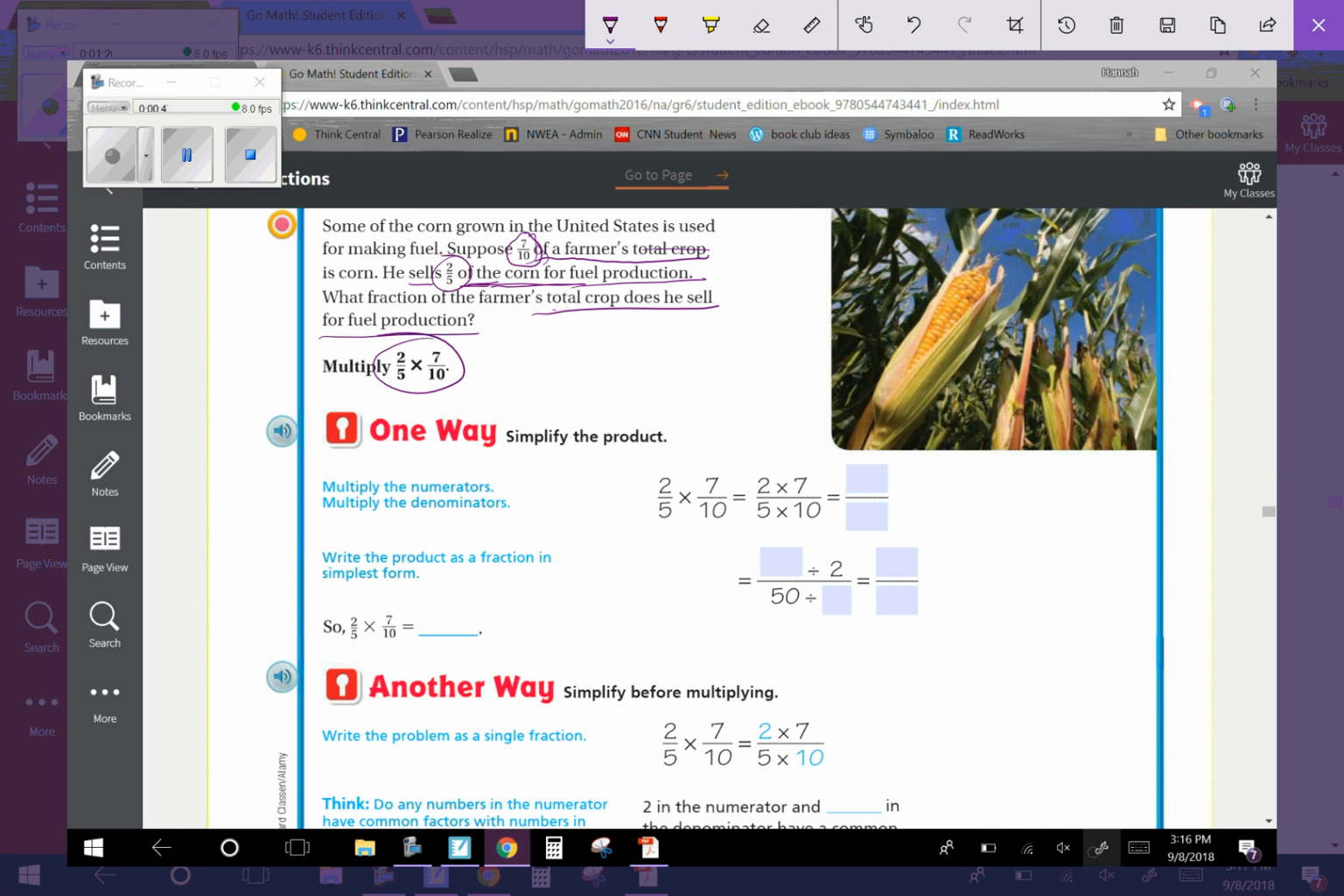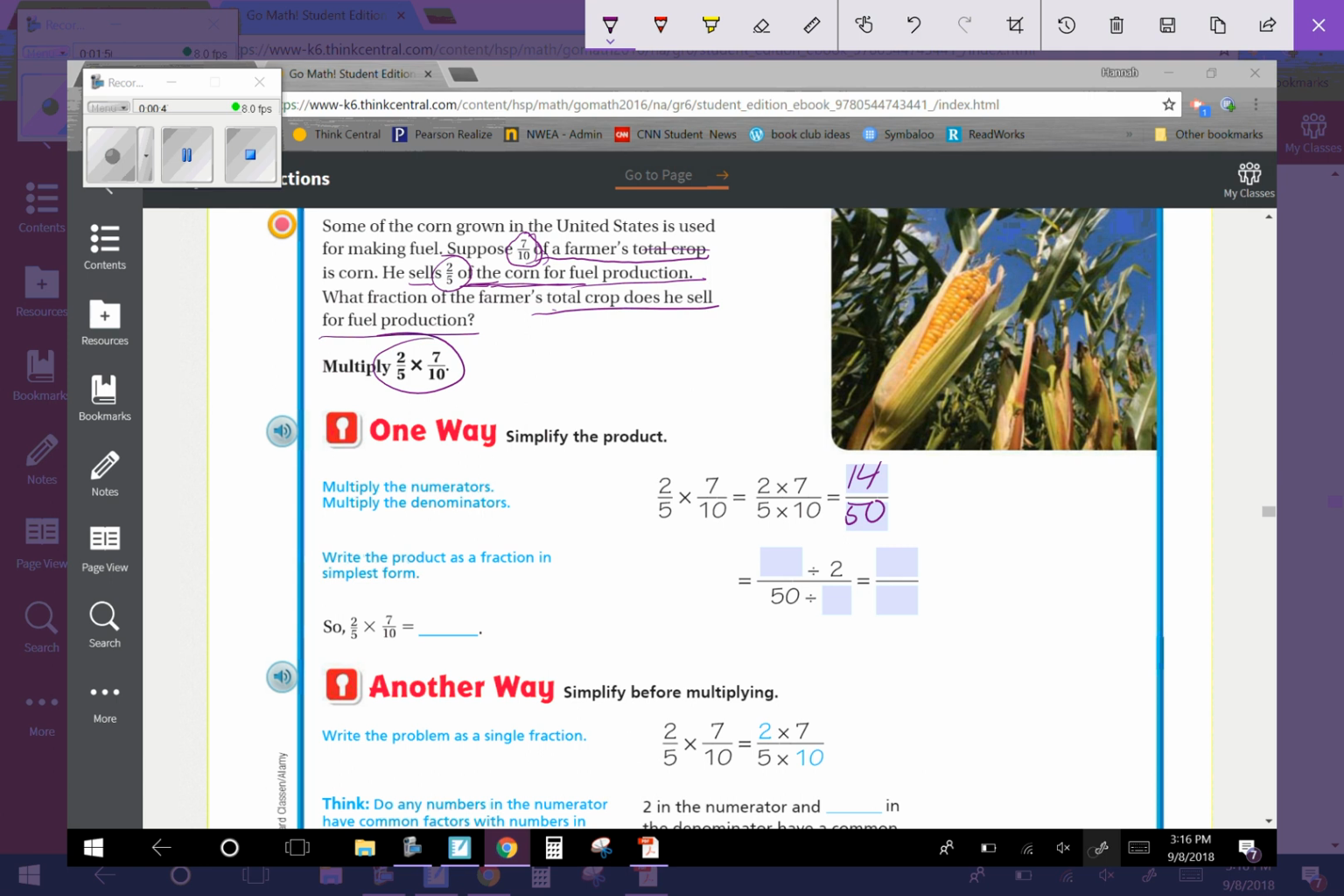is for fuel production? So first we're going to go down and go to the one way, and it says simplify the product. So we're going to find the product and then simplify. So we're just going to multiply the numerators. So 2 times 7, which is 14. And then we're going to multiply the denominators, which is 5 times 10, which is going to be 50. So now we have 14/50.